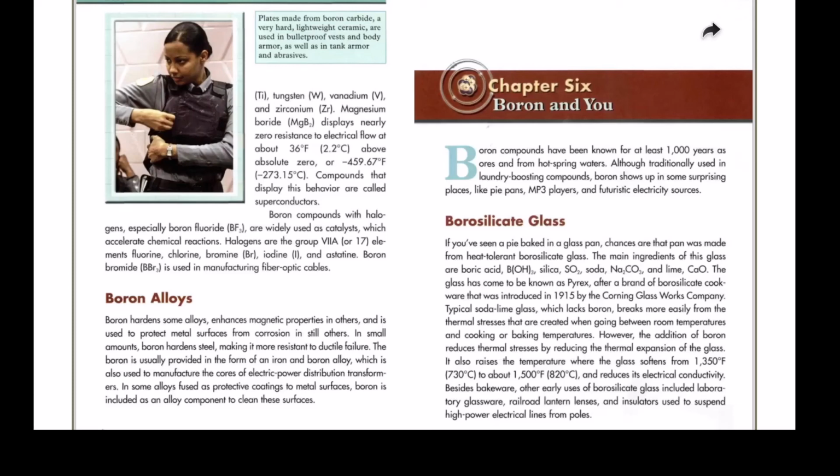Typical soda lime glass, which lacks boron, breaks more easily from the thermal stresses that are created when going between room temperatures and cooking or baking temperatures. However, the addition of boron reduces thermal stress.